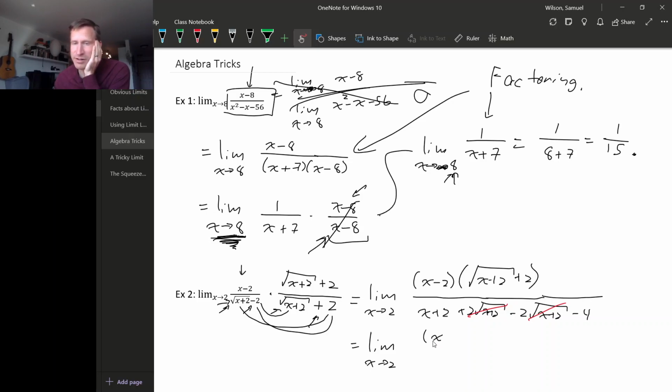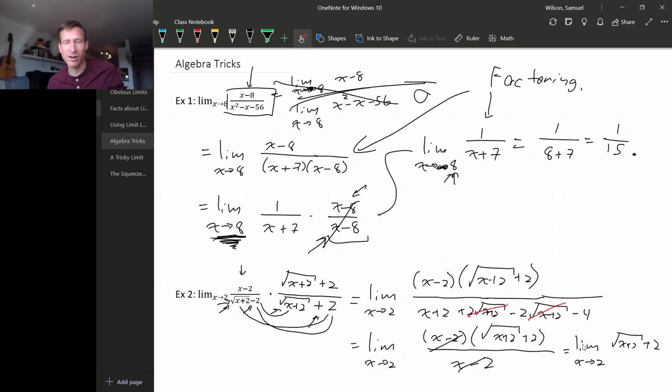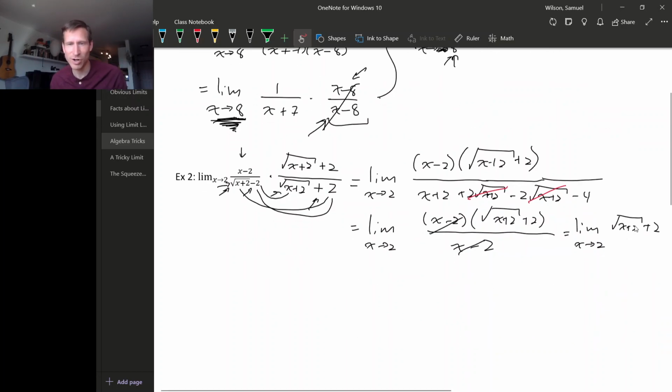But in this particular example, it's actually extremely nice. So the numerator is now x minus 2 times the square root of x plus 2 plus 2. And the denominator is x plus 2 minus 4, that's x minus 2. So now we can simplify this even further. So we're taking the limit as x goes to 2 of the square root of x plus 2 plus 2. And now we can use the limit laws to work on this limit.